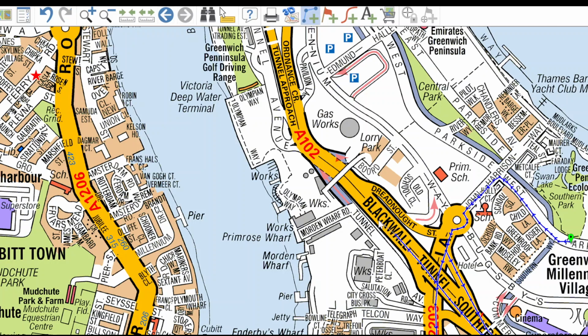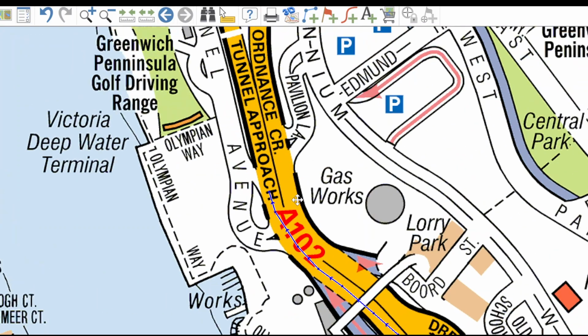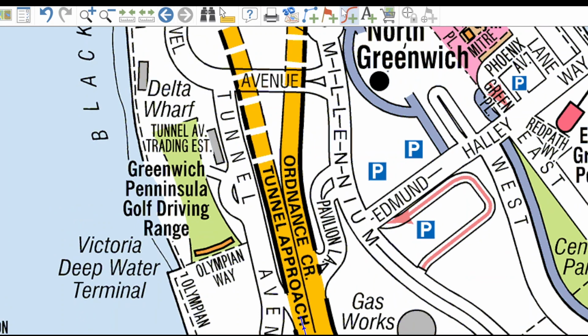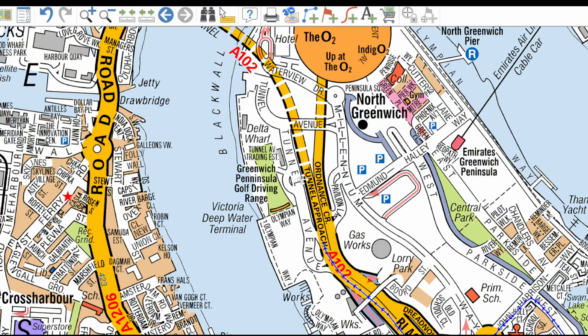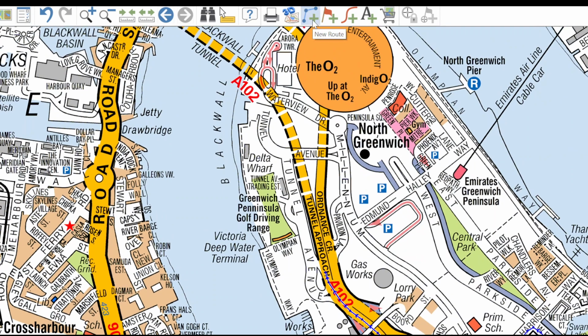Now I will keep myself on the left hand side, and just remember you can use the option of zooming in and zooming out. So now we are entering into the tunnel. This is the tunnel and this is a one way tunnel. This is northbound because you are moving towards the north side.